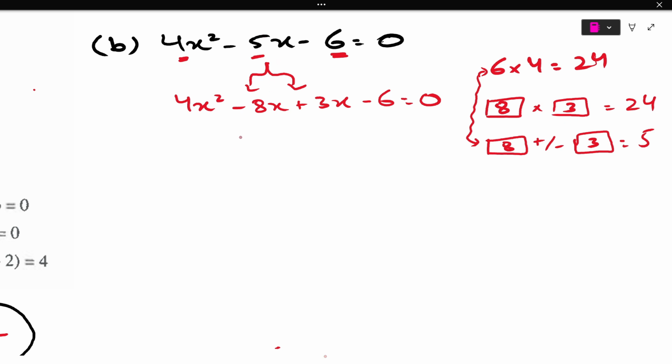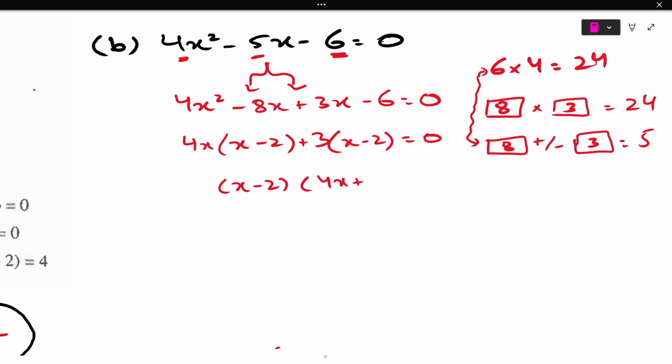Okay, so after that what we have to do is take common. So what can we take common in these two first? Can you tell me what we can take common in these two? You can take x, and also since 4 and 8 are both in the 4 times table, the first will be 4x, and the bracket will be x minus 2. Yes, we can take 4x as common, and the bracket is going to be x minus 2. Good. What about these two? Both are in the 3 times table, so it will be 3, and the bracket will be x minus 2. Exactly. And then you have 4x plus 3 in one bracket, x minus 2 in another bracket.